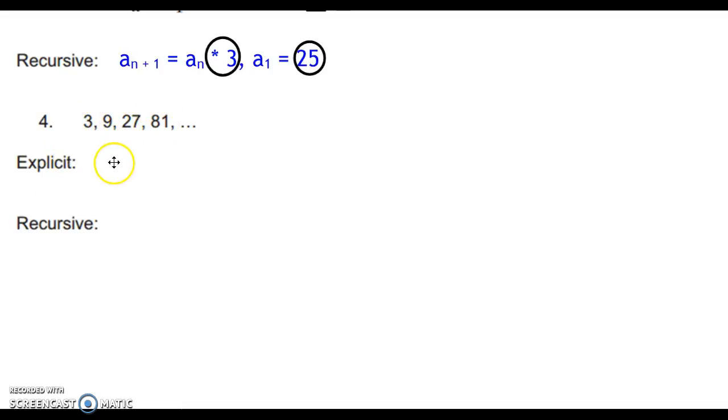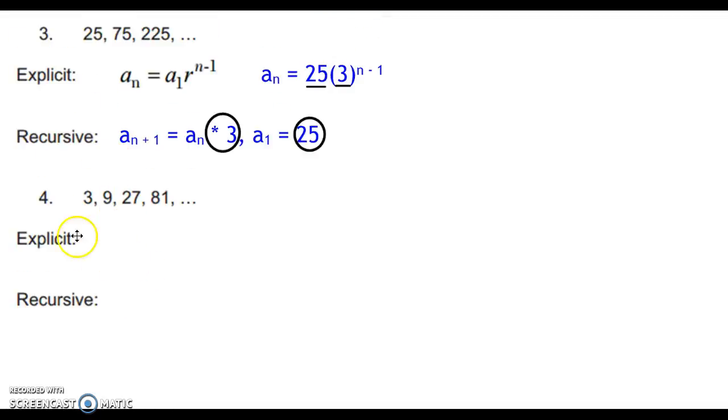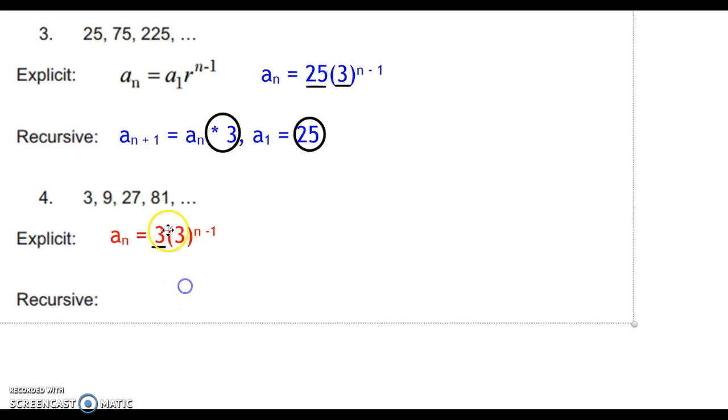The explicit formula is the one I'm going to give you. I want you to write the recursive. Maybe I gave you a little easy question here. If I tell you that the first term is 3, and I also tell you that the common ratio is 3, there's got to be some way for you to take that information and put it into the recursive formula.